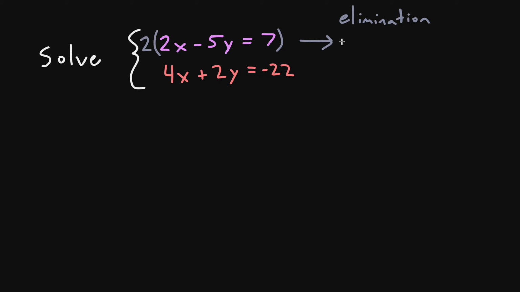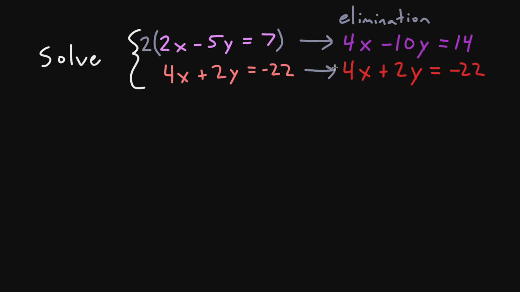We're going to take this top equation and just rewrite it. So 2 times 2 becomes 4x, 2 and negative 5 becomes negative 10y, and 2 times 7 becomes 14. Notice, because we multiplied the left side and the right side, this new equation actually means the same thing as the old one. It just looks a little different. This bottom equation now, because we want the x's to match, we don't need to do anything to this one. I'm just going to rewrite it the exact same way. So 4x plus 2y equals negative 22.